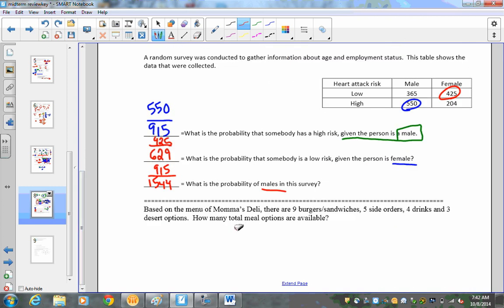All right. Next question. Based on the menu of Mama's Deli, there are 9 burgers slash sandwiches, 5 side orders, 4 drinks, and 3 dessert options. How many total meal options are available? You just simply multiply everything that you're given, all your options, to get a grand total of 540 options. Pretty simple there. Moving on.